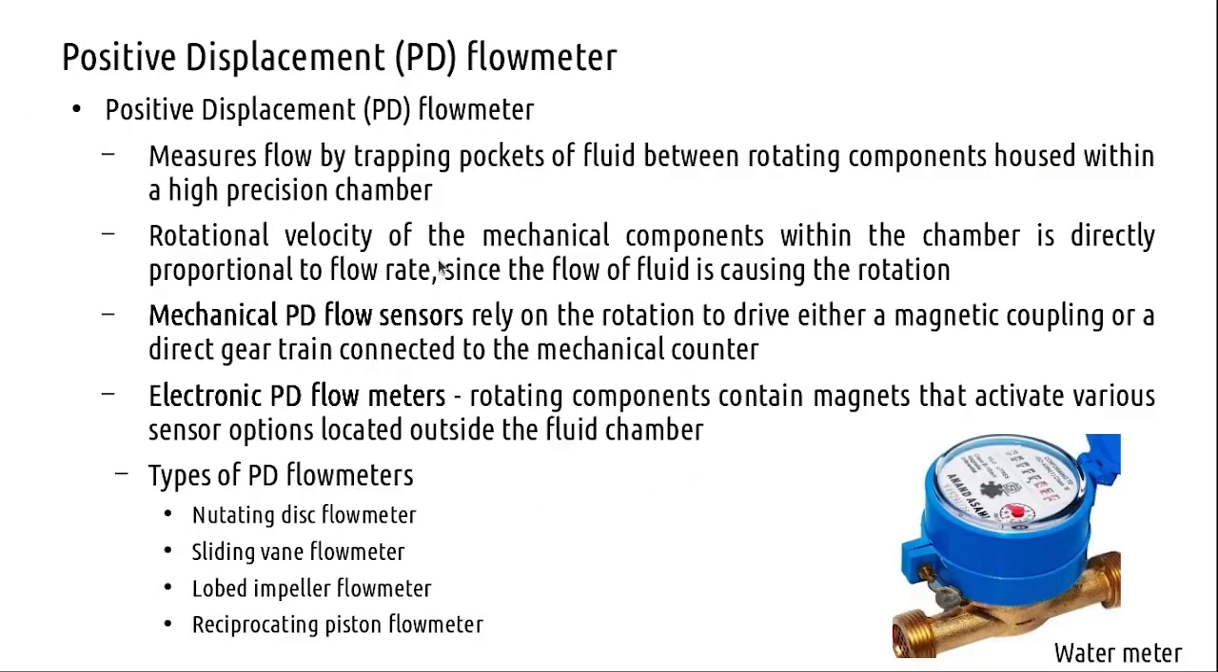So positive displacement type of flow meters, basically this is something which you commonly encounter. What type of meter is this? This is a water meter, which is a domestic water meter. Here you will have a small chamber within which the fluid circulates, and it will be moving some mechanical structure within that.